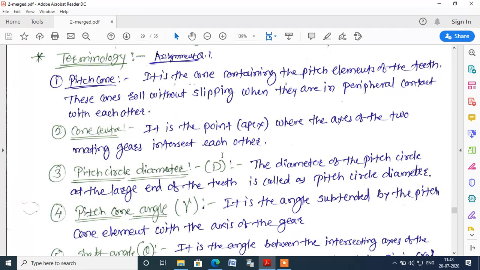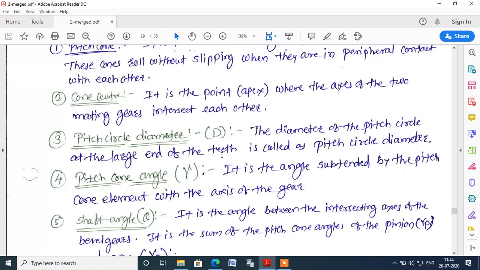So first one is pitch cone. It is the cone containing the pitch elements of the teeth. These cones roll without slipping when they are in peripheral contact with each other. Now second is cone center. Cone center is nothing but the point or apex where the axes of the two mating gears intersect each other.